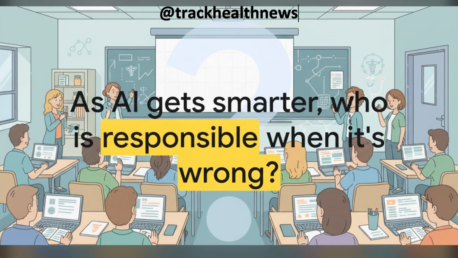A question that goes beyond the science and into ethics and law. A question that your generation is really going to have to answer. As these AI systems get more and more powerful, who's responsible when it gets something wrong? Is it the company that built it? The hospital that bought it? The doctor who trusted its advice? There are no easy answers here, but it is the most important question we need to be asking.